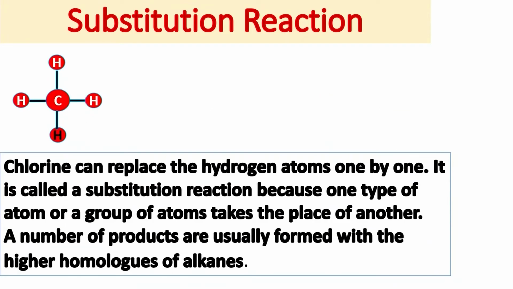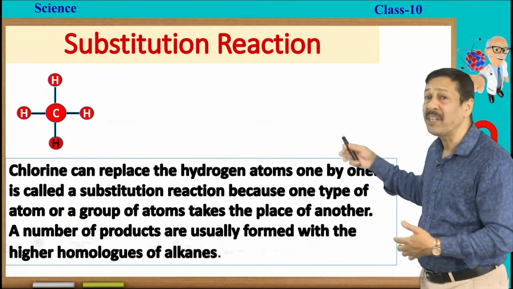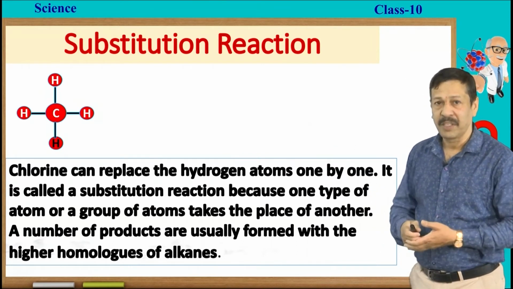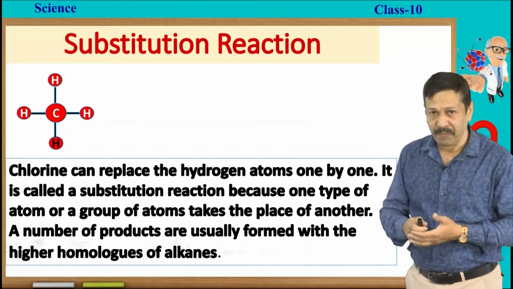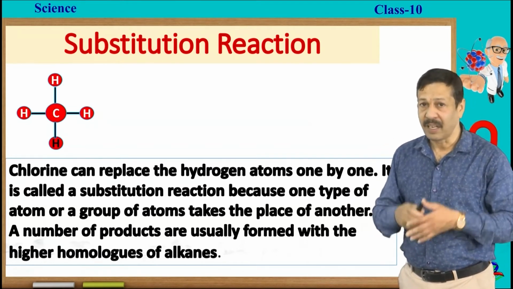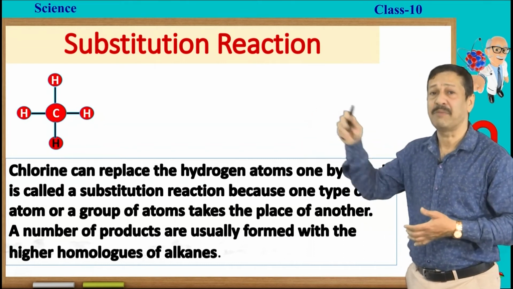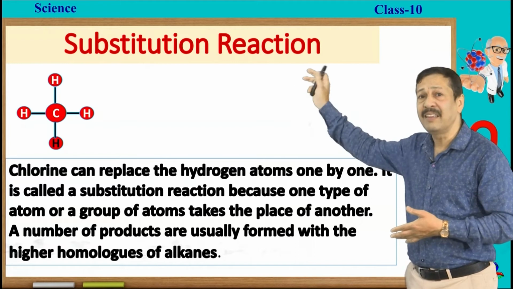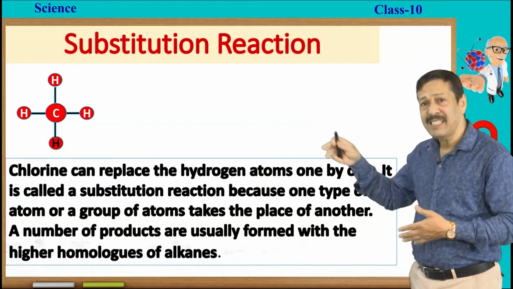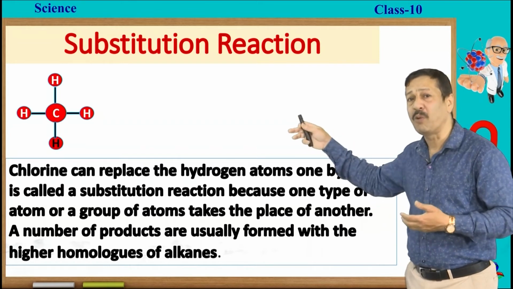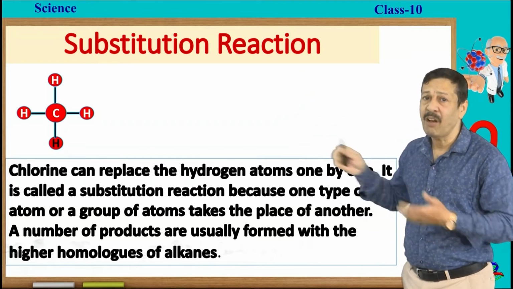Chlorine can replace the hydrogen atoms one by one. It is called a substitution reaction because one type of atom or a group of atoms takes the place of another. A number of products are possible here, and more and more products are possible with the higher homologues. Probably you are familiar with chloroform. What is that? Earlier it was used as an anesthetic substance. CHCl3 is chloroform, and CCl4 is carbon tetrachloride, a very important organic solvent.